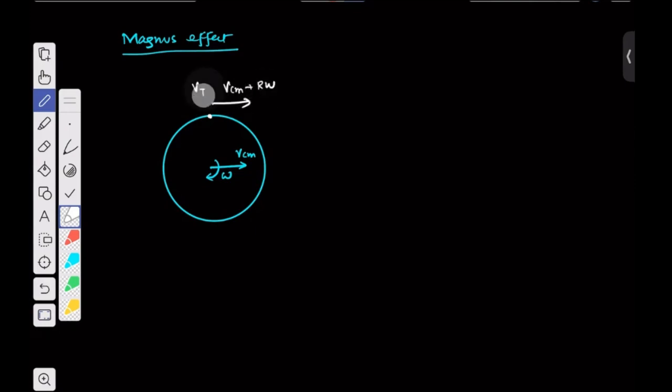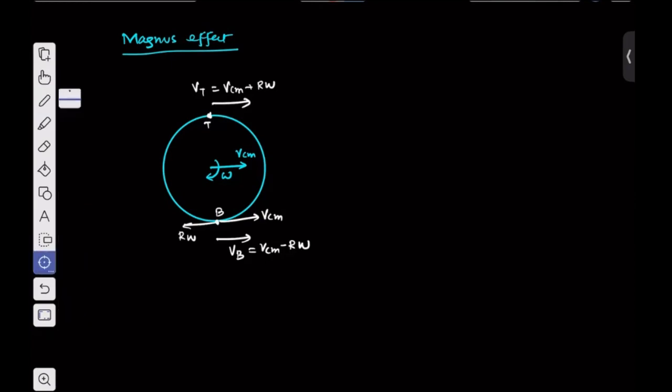The velocity of the top point. And the bottom point will be having VCM this side and it will be having R omega backward. Now suppose I consider VCM to be more than R omega, then the bottom point B and top point T, the bottom point will have a velocity VB, which will be VCM minus R omega.